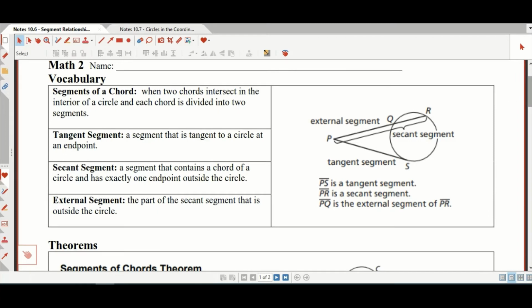Vocabulary. Segments of a chord. When two chords intersect in the interior of a circle, each chord is divided into two segments. If this chord goes through there, then there's an external segment and an internal segment, and the whole thing is called a secant segment. A tangent segment is a segment that is tangent to a circle at an endpoint, so PS would be the tangent segment. The secant segment is a segment that contains a chord of a circle and has exactly one endpoint outside of the circle. So one is outside, one is inside. The external segment is the part of the secant that is outside the circle. The internal segment is the part that's inside.